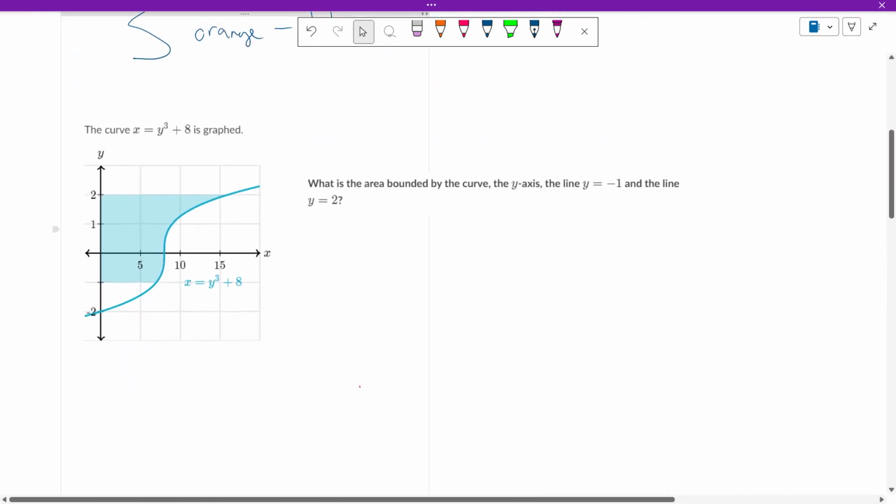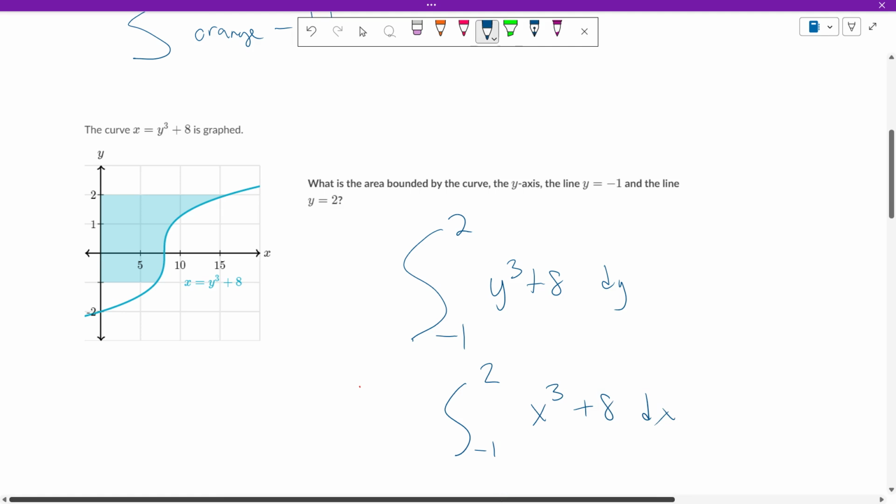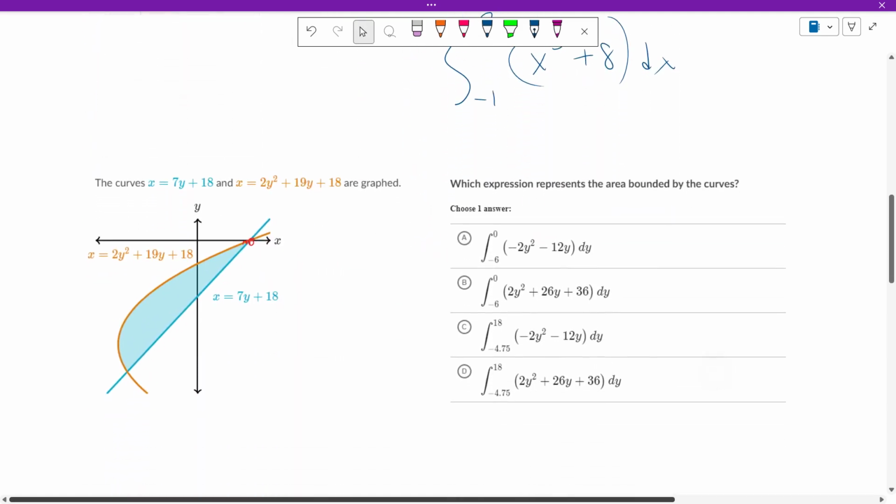This one. Okay. What would we do here? Well, this would be the integral of y cubed plus 8 minus 0. Well, you don't need to put that in there. From negative 1 to 2. But how would you put this into your graphing calculator? Well, to put it in your graphing calculator, you do the exact same thing as you would do if they were x's. Because if we just turn it in the x direction, this is what it would be. Okay? So, we're fine just doing it like that. Okay? Put it into your calculator.